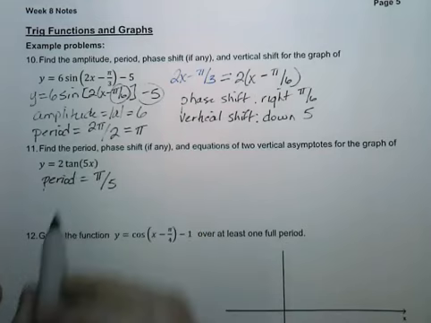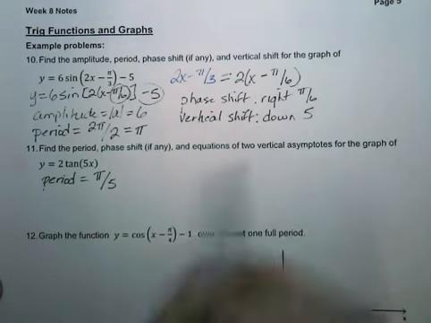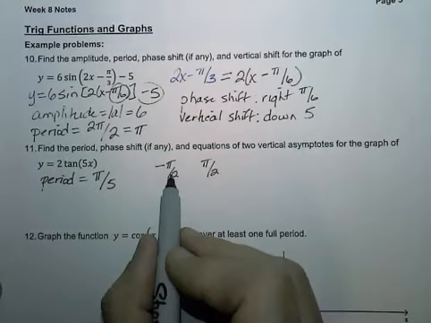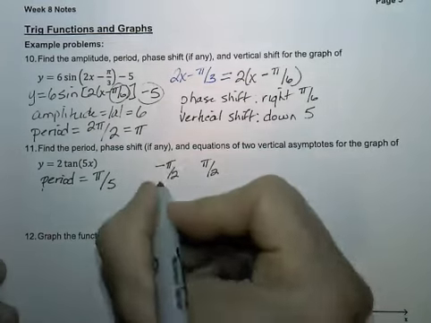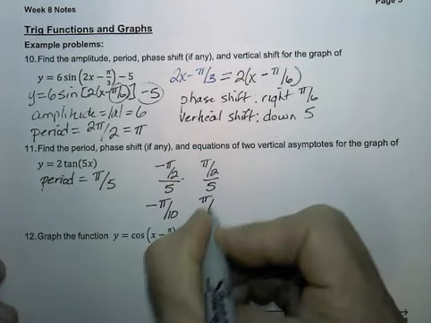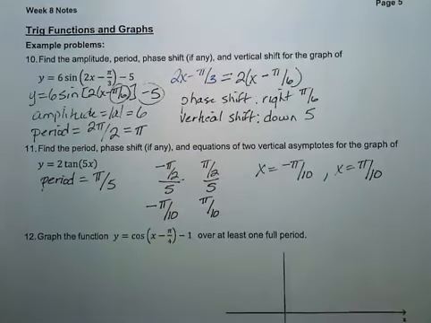So then all we have left to do is find the equations of 2 vertical asymptotes. If we look at our normal tangent graph, our vertical asymptotes would be at negative pi over 2 and at pi over 2. To find the new locations of these, we're going to do the same thing with these as we did with our period, which was we divided it by 5. So we're going to take this and divide by 5 and this and divide by 5. That's going to give us negative pi over 10 and positive pi over 10. Now to write these as equations, we just have to write x equals. We'd have x equals negative pi over 10 and x equals positive pi over 10.